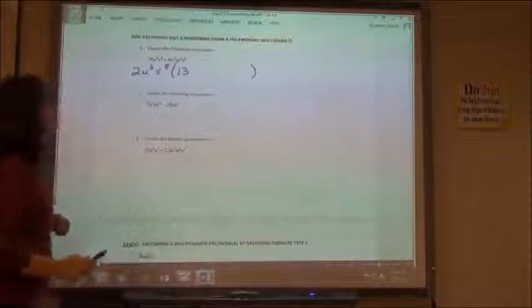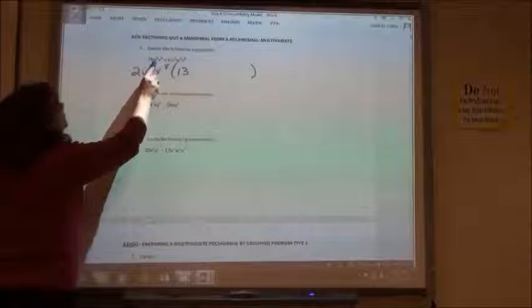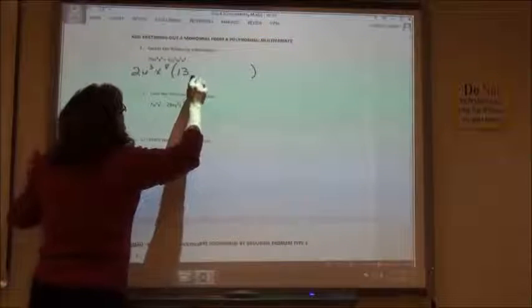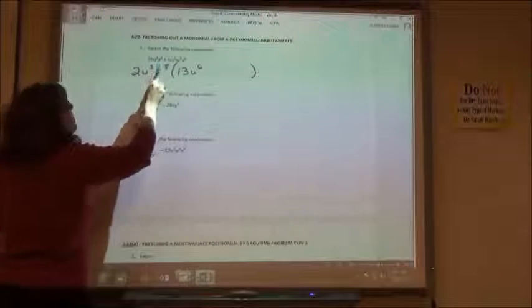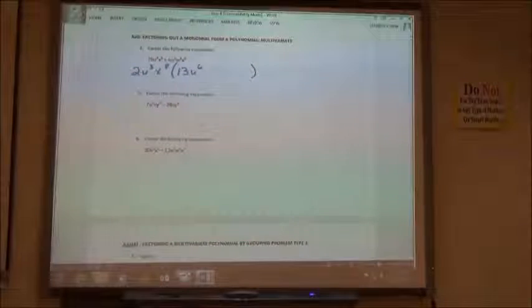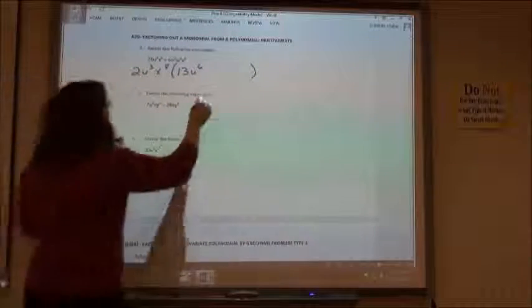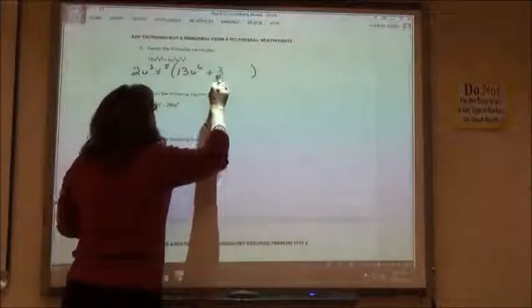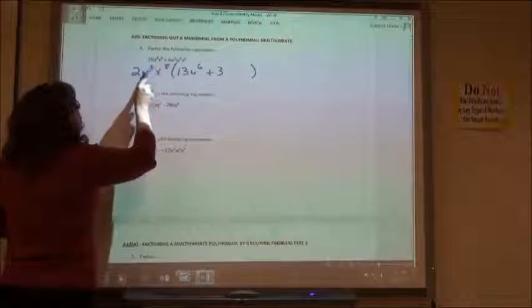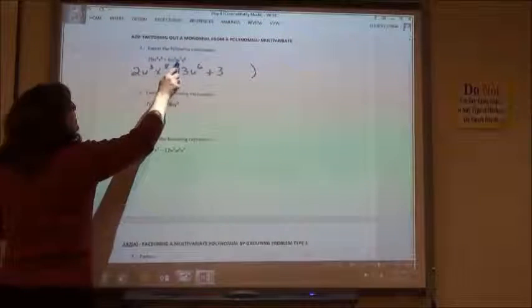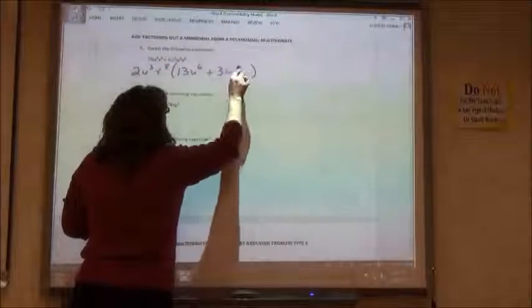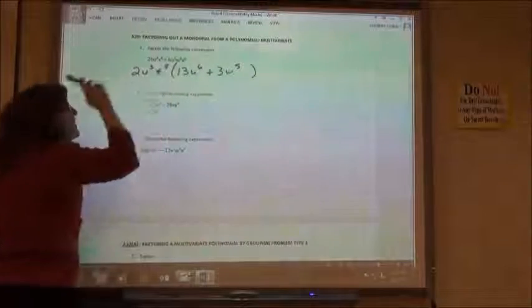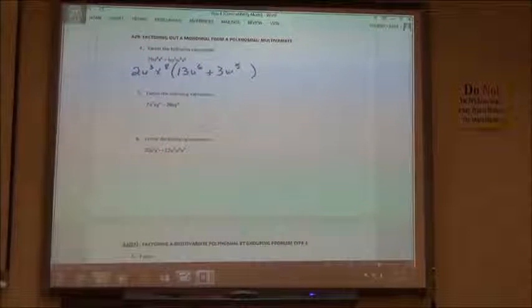On my variables, I'm subtracting my exponents. So 9 minus 3 would be u to the 6th. 8 minus 8 means I don't have any x's left over, right? Plus 6 divided by 2 would be 3. 3 minus 3 is 0. Those are gone. I'm going to have the w to the 5th. And then 8 minus 8 is 0, so those are gone.